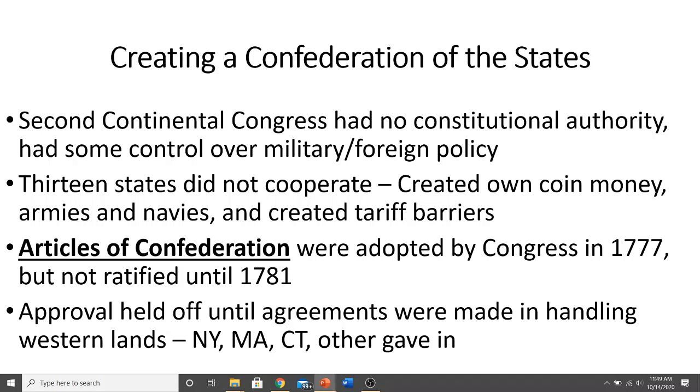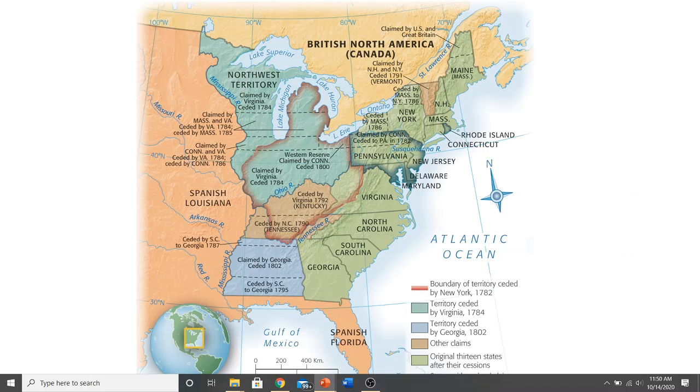So if you tried to sell a good from Pennsylvania to Massachusetts, they would charge a tax as though you were a foreign country. So you see all these economic barriers between the states. Despite these challenges, we do have our first, I guess you could call it a government, but the Articles of Confederation were adopted by Congress in 1777, but they weren't ratified until 1781 as our official governing document. Approval, of course, held off until agreements were made in handling Western lands, which we'll get to in just a second. But the Articles of Confederation are created, but as you can tell, the states refuse to cooperate.